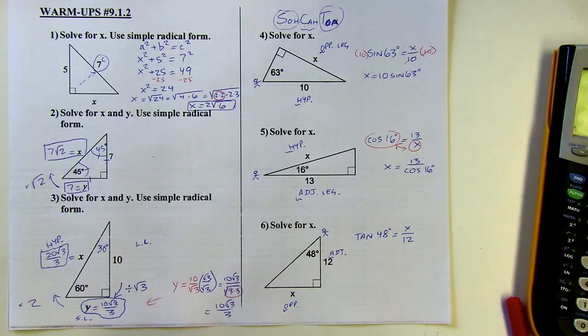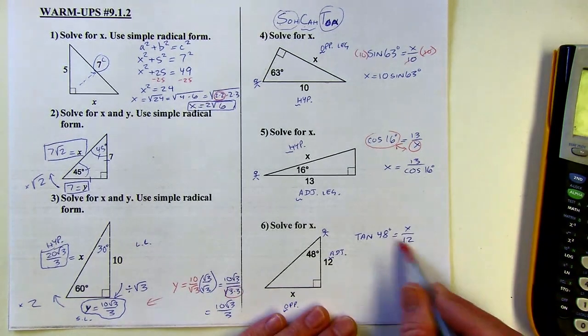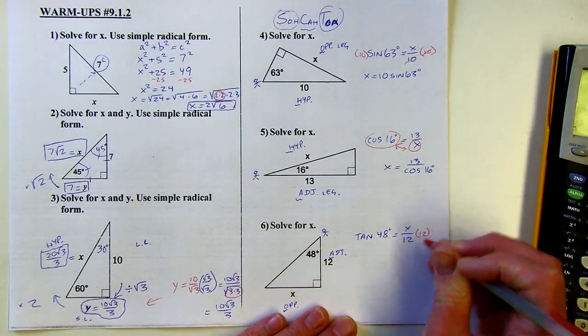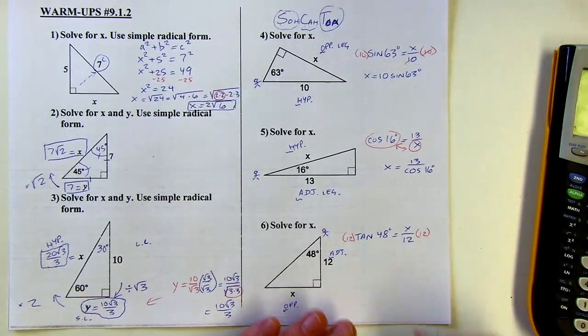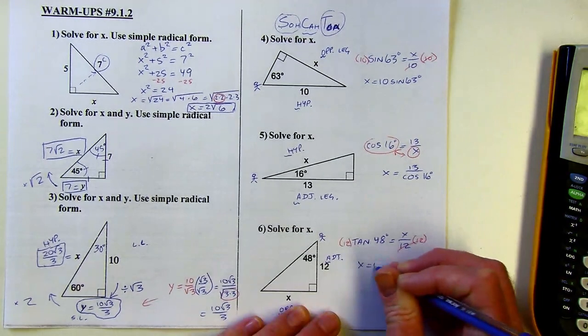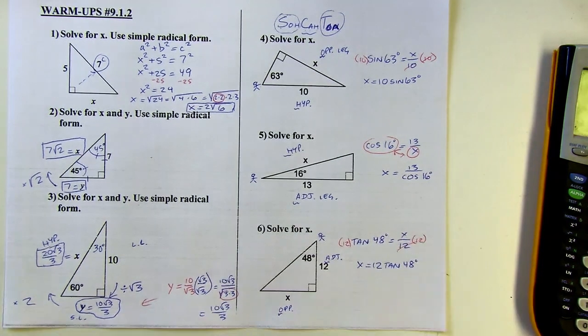Then I'll multiply both sides by 12 to isolate the x. You could do incredible switch, but it's not going to do you any good here, right? I want to isolate the x, and I can just do that by multiplying by 12. So now I've got these ready to put into my calculator.